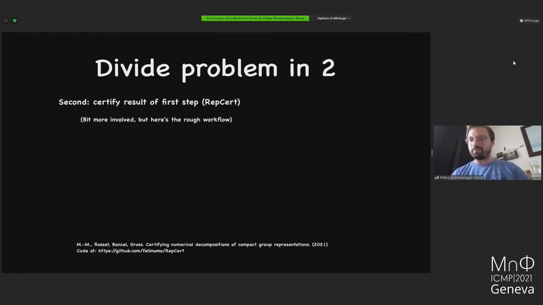So what we propose next is, okay, let's keep this heuristic and then certify the output. The first heuristic spits out a bunch of predictors that are the blocks, and then we certify each predictor.